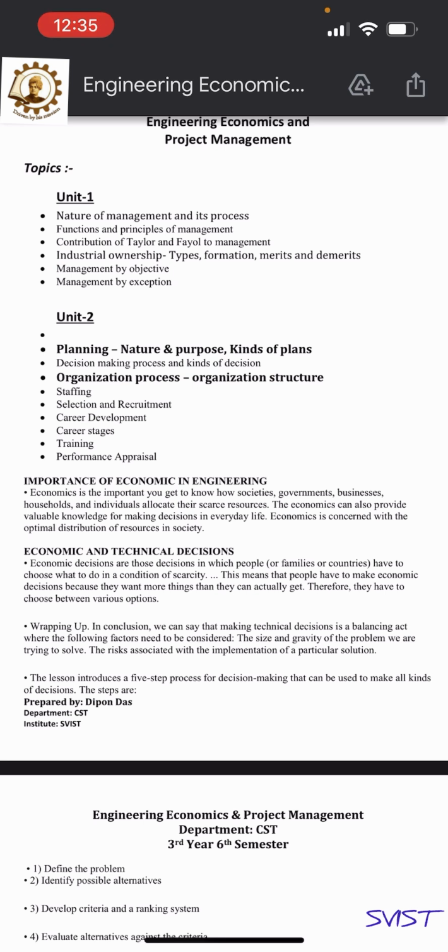As you know, these are the two persons who played a vital role in creating this entire system. The next part is industrial ownership, that is the types, formation, merits and demerits. In industrial ownership, we are going to study the particular nature of the industry, what the types of it are, how it was formed, and what the merits and demerits are. Basically, the pros and cons, or the advantages and disadvantages.